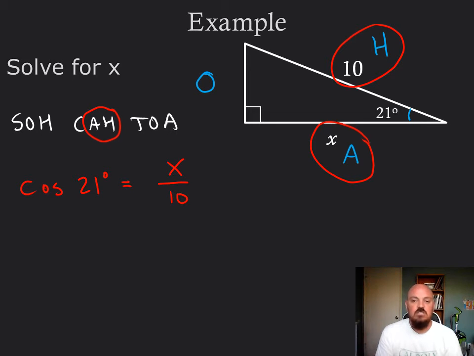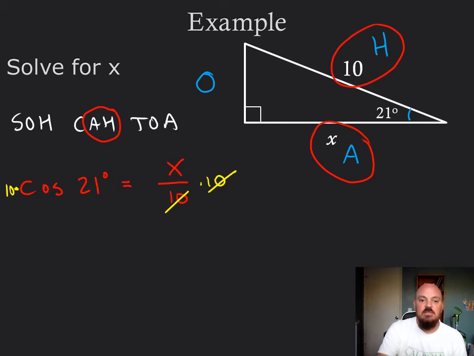Now remember, fractions mean divided by. So really what I have there is x divided by 10. And if I want to cancel out dividing, I use multiplying. So I'm going to multiply both sides of this equation times 10, which will cancel out that 10 right there.